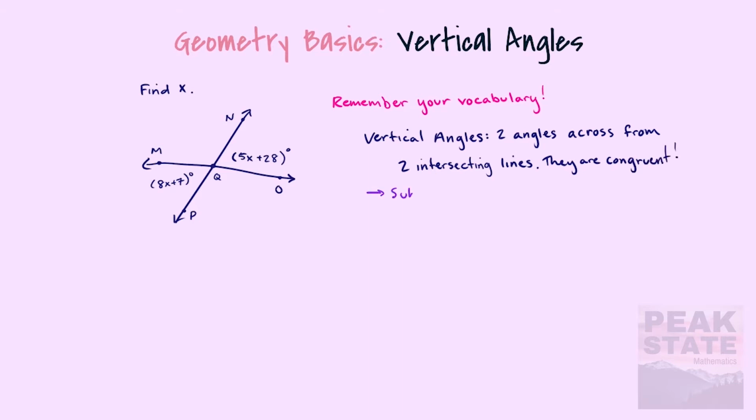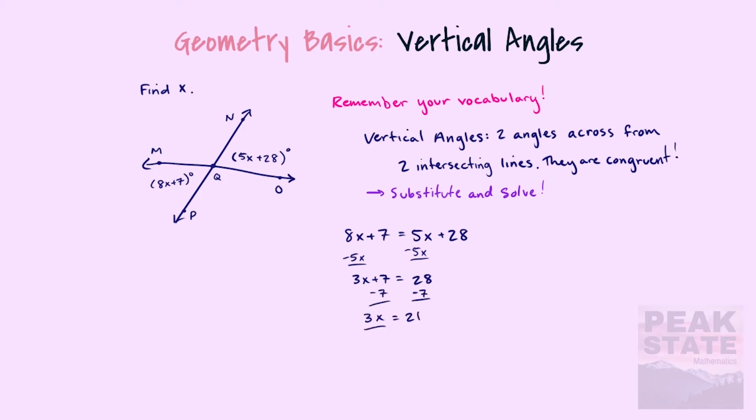So substitute these in, solve. That means we can say that 8x plus 7 is equal to 5x plus 28, and we'll solve for x here. So get your variables on the same side. 3x plus 7 equals 28. Isolate your variable. 3x will be equal to 21. And get the coefficient to 1. x is equal to 7. That's all there is to it.